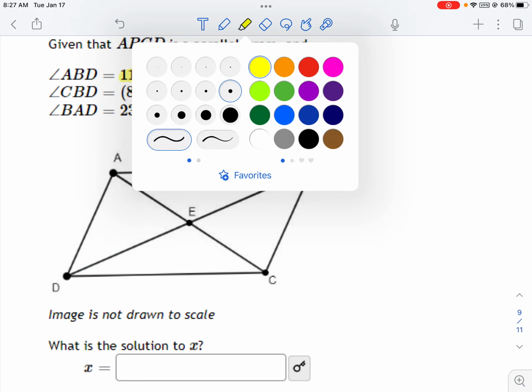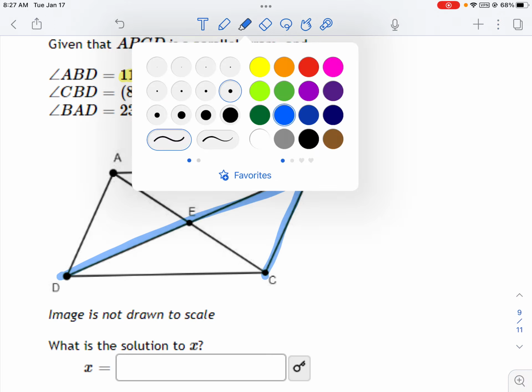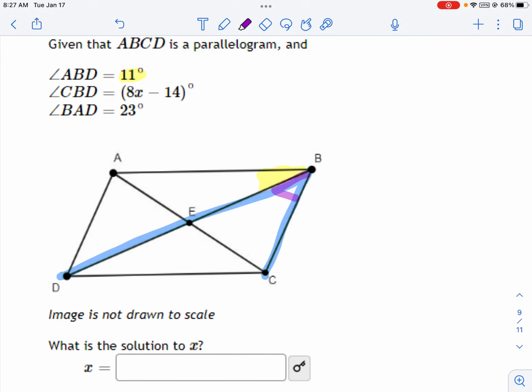Next, we have CBD. So here's C, B to D. It's just going to be the other side of that small little angle. So that's going to be this little section right in there. And we're told that is 8x minus 14.